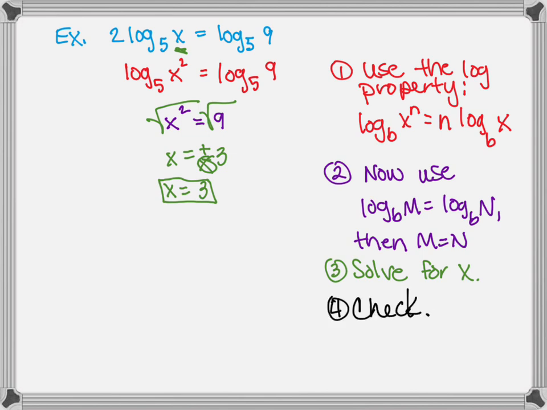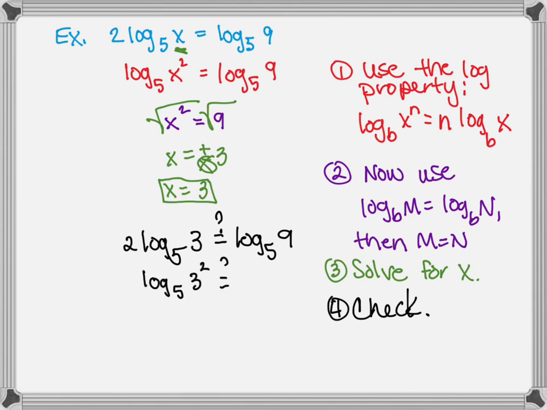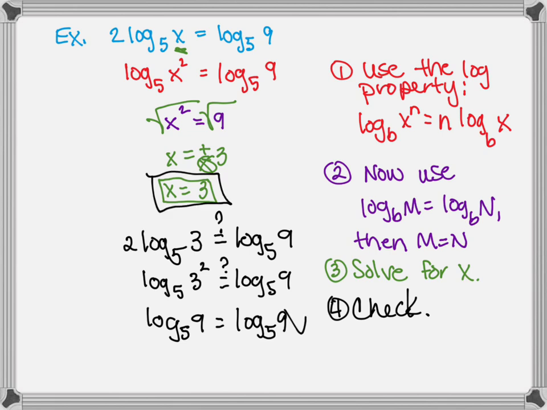We will still check it. So 2 times log base 5 of 3, does that equal log base 5 of 9? Log base 5 of 3 squared, does that equal log base 5 of 9? Log base 5 of 9 does equal log base 5 of 9, so that checks out. And x equals 3 is our solution, or we can write it as a solution set.